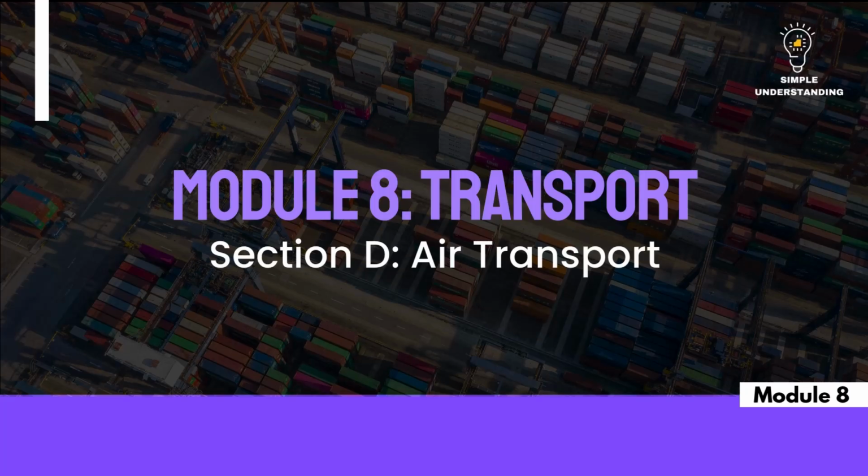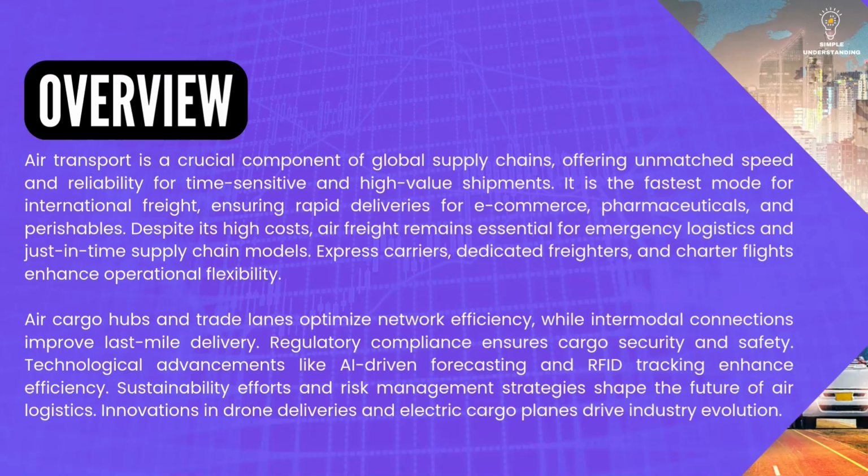Section D. Air transport. Overview. Air transport is a crucial component of global supply chains, offering unmatched speed and reliability for time-sensitive and high-value shipments. It is the fastest mode for international freight, ensuring rapid deliveries for e-commerce, pharmaceuticals, and perishables. Despite its high costs, air freight remains essential for emergency logistics and just-in-time supply chain models.